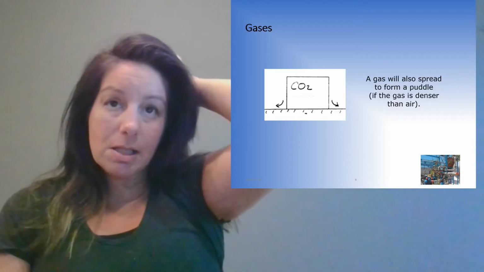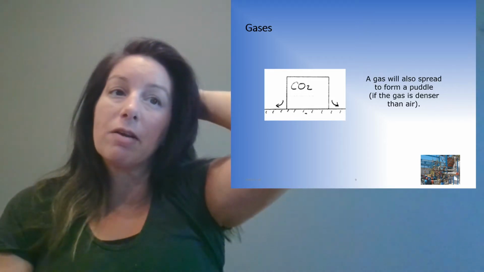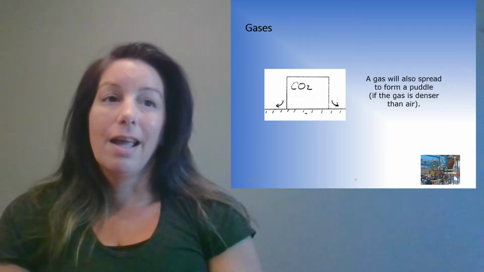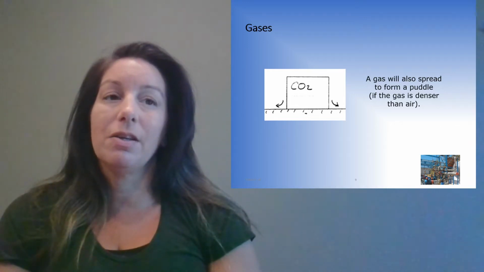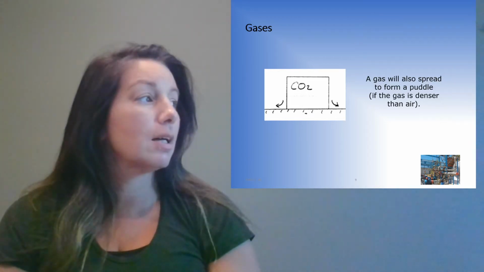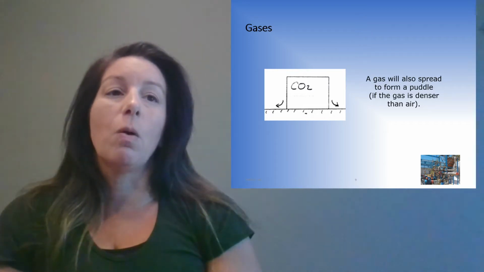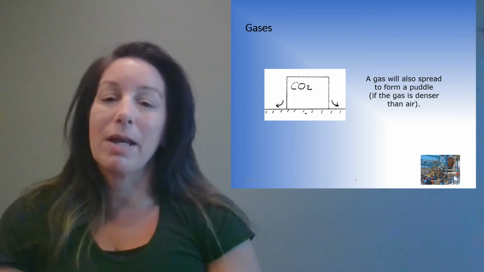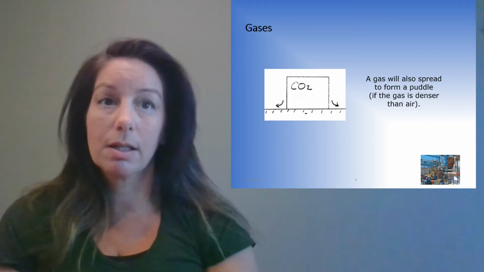Gases. So what does a gas do? A gas will also spread and form a puddle on Earth if the gas is denser than air. You can imagine fog, which sometimes sits on the ground, or carbon monoxide, which tends to be a little heavier than air and doesn't float or disperse.